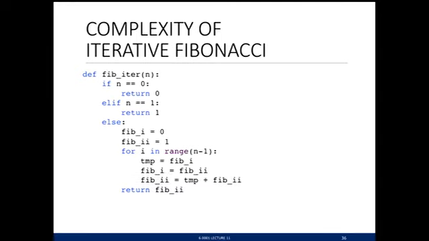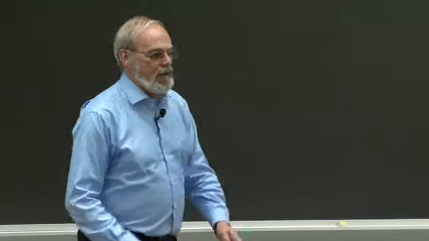Otherwise, I'm going to set up initially the two previous Fibonacci numbers, and then I'm just going to run through a loop where I temporarily keep track of that number. I move the second previous one into the last previous one. I add those two, that becomes the second previous number. And I just keep running through that loop. You can go run it, you see it does the right thing.